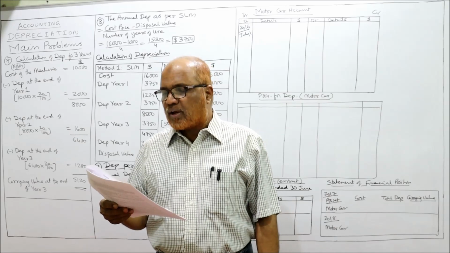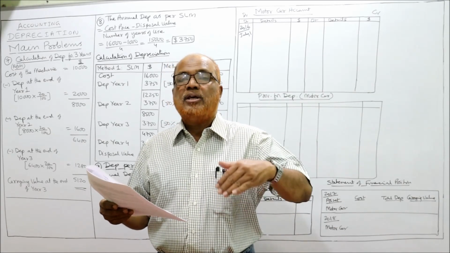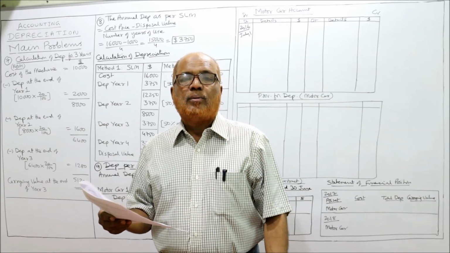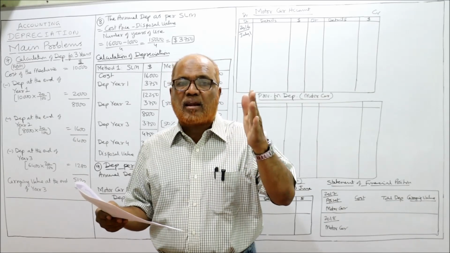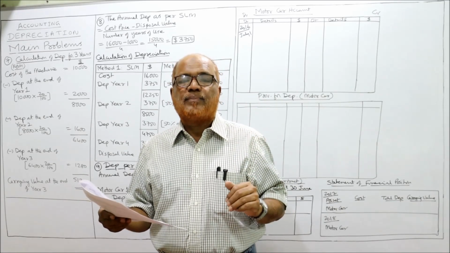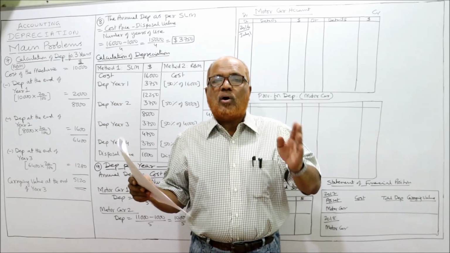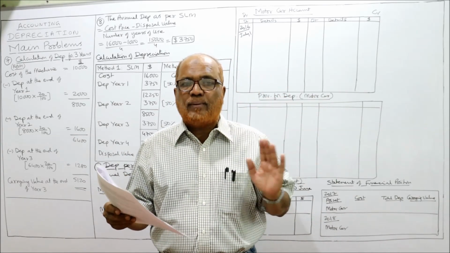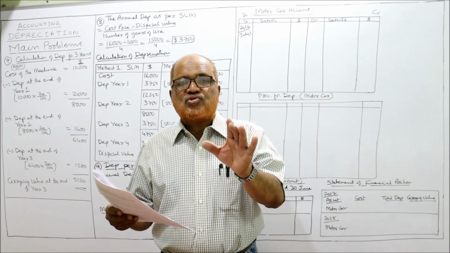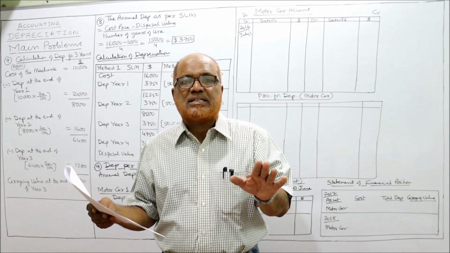The owner asks for a comparison of depreciation to be charged using both methods. Both methods means two methods are there. Straight line method and reducing balance method. So here the businessman wants to make a comparison of the two methods of depreciation, straight line method and reducing balance method. For straight line method, the annual depreciation will remain constant.